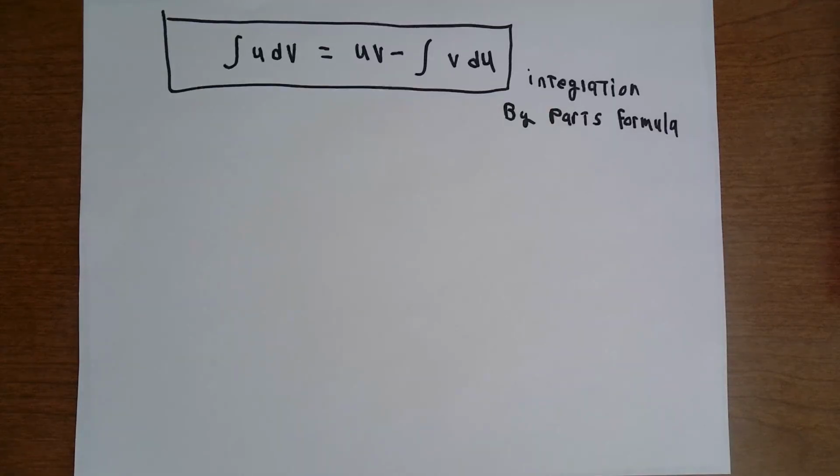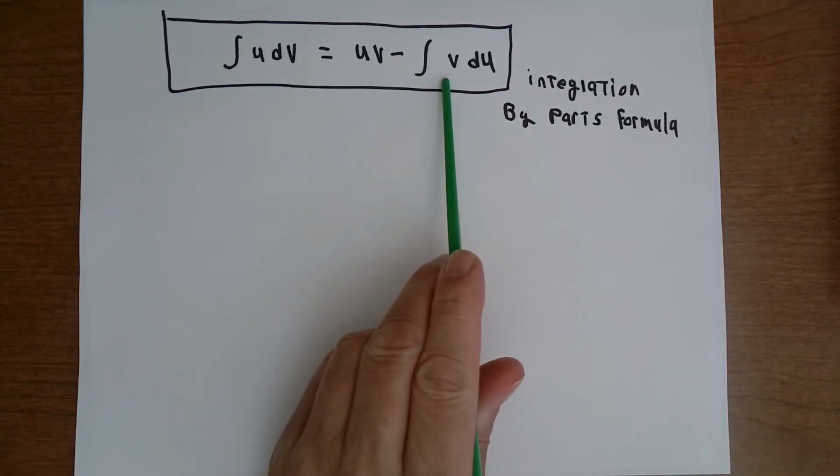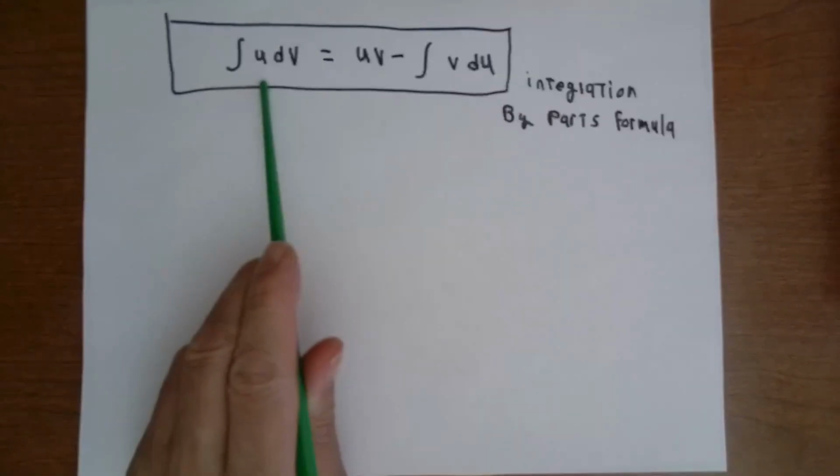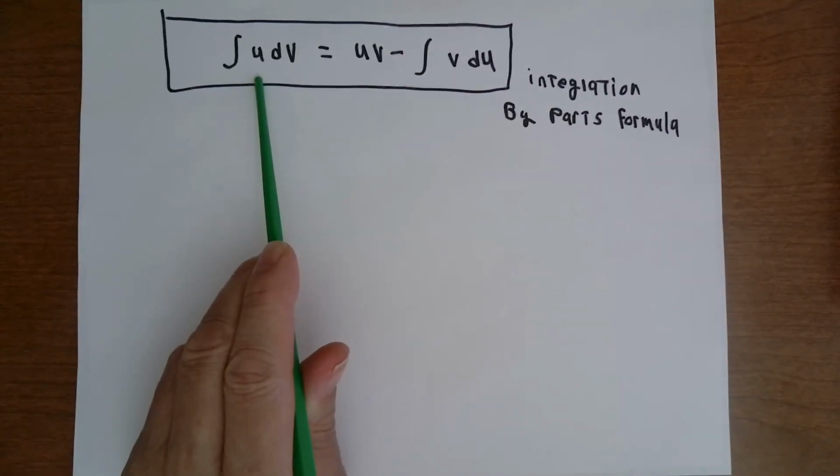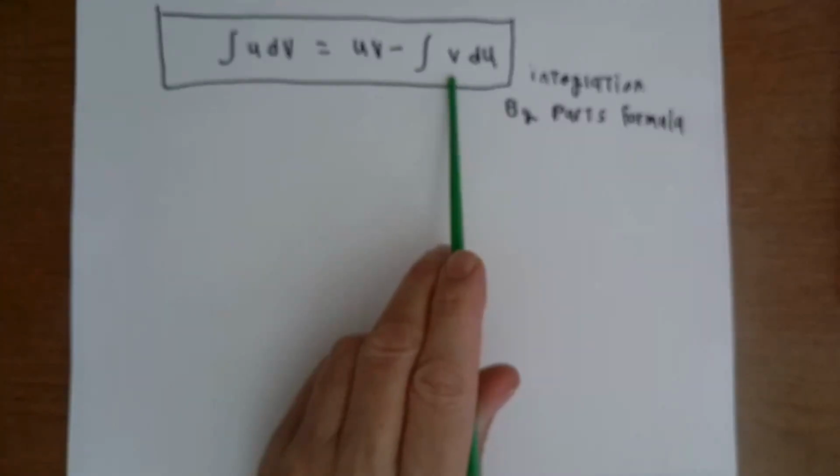So our result for the moment is this. The integral of u dv is u times v minus the integral of v du. And what we're hoping is that this integral is easier to do than that integral was. If we can do this integral, we will have our answer.